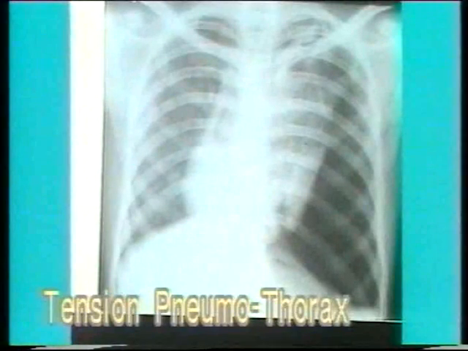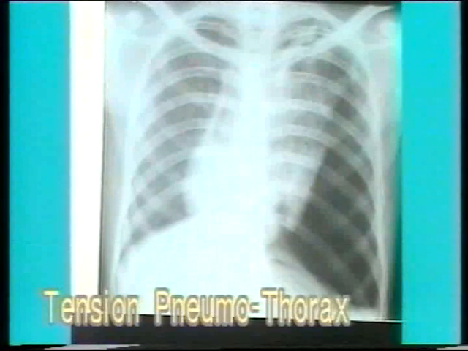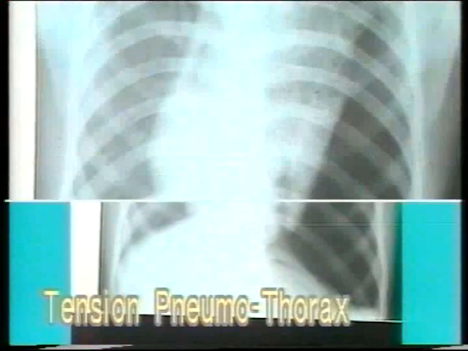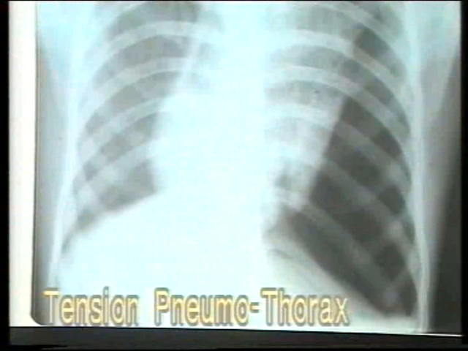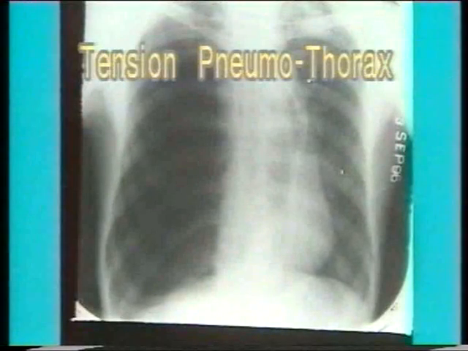This is one more X-ray of tension pneumothorax. Note the radiolucency over the entire left hemithorax, complete collapse of the left lung, and signs of high pressure in the left pleural sac. That is, the mediastinum is shifted to the opposite side, compressing the opposite lung. The diaphragm is pushed downwards and flattened, and the intercostal spaces are wider. This is tension pneumothorax.